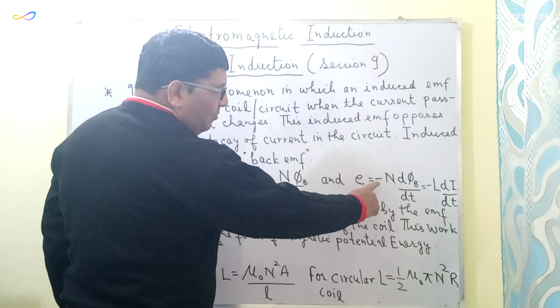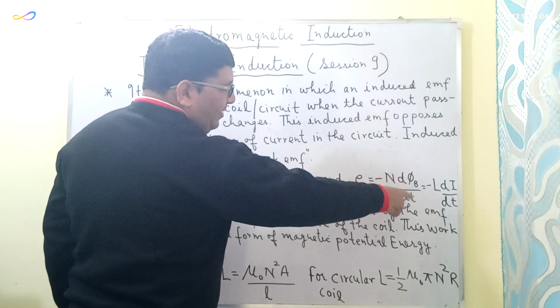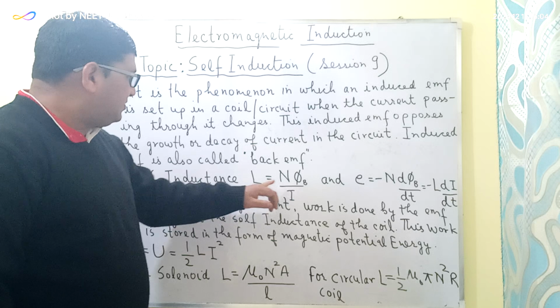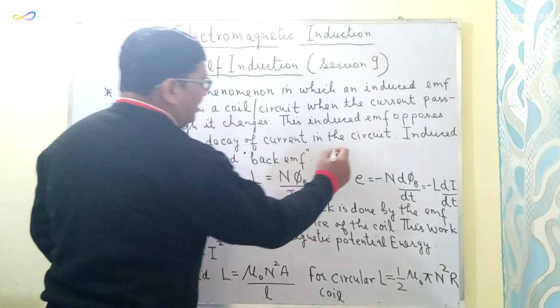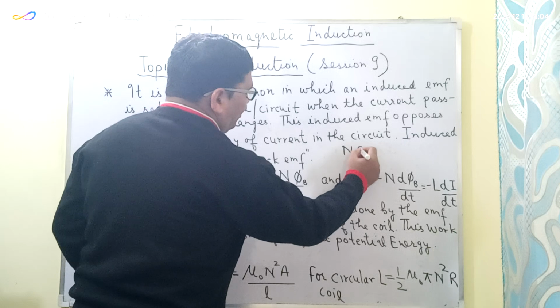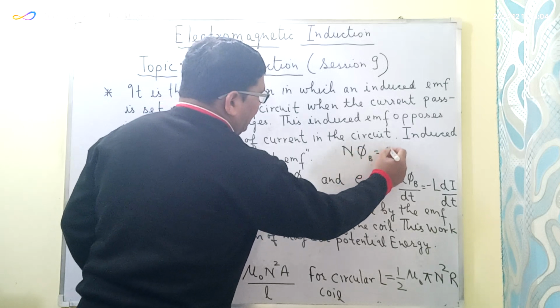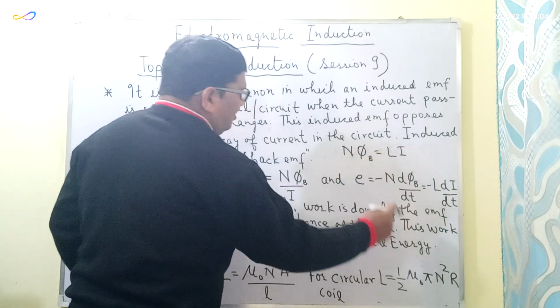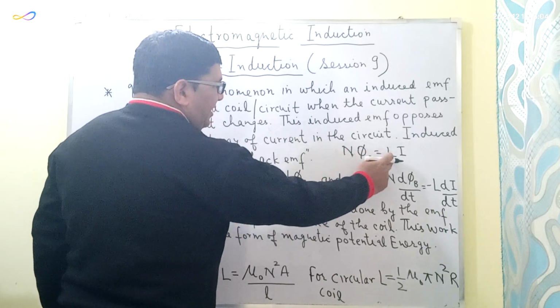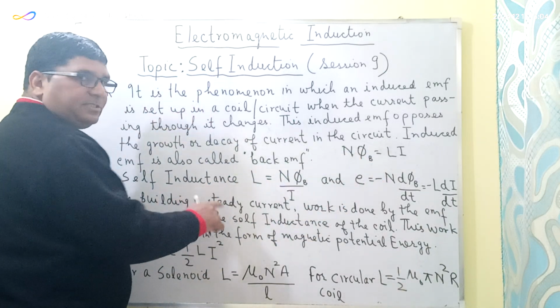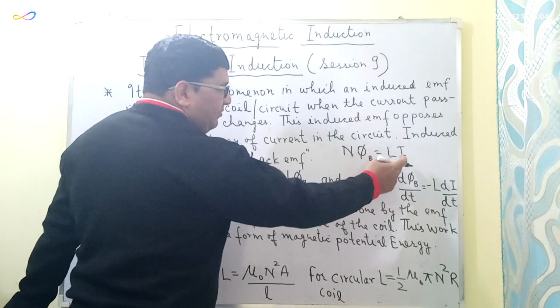Now, the induced EMF in the circuit is given by minus N d phi upon dt, and here N phi is equal to Li. So here N is the number of turns in the coil, L is the self-inductance of the coil, I is the current which is flowing through it.